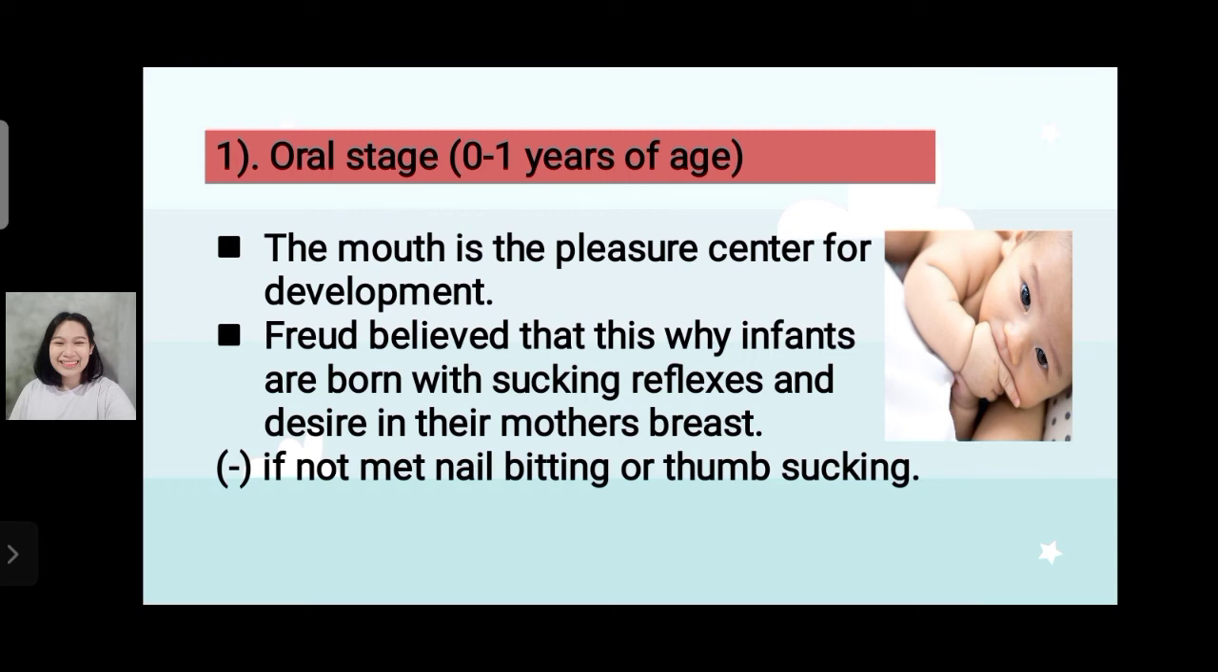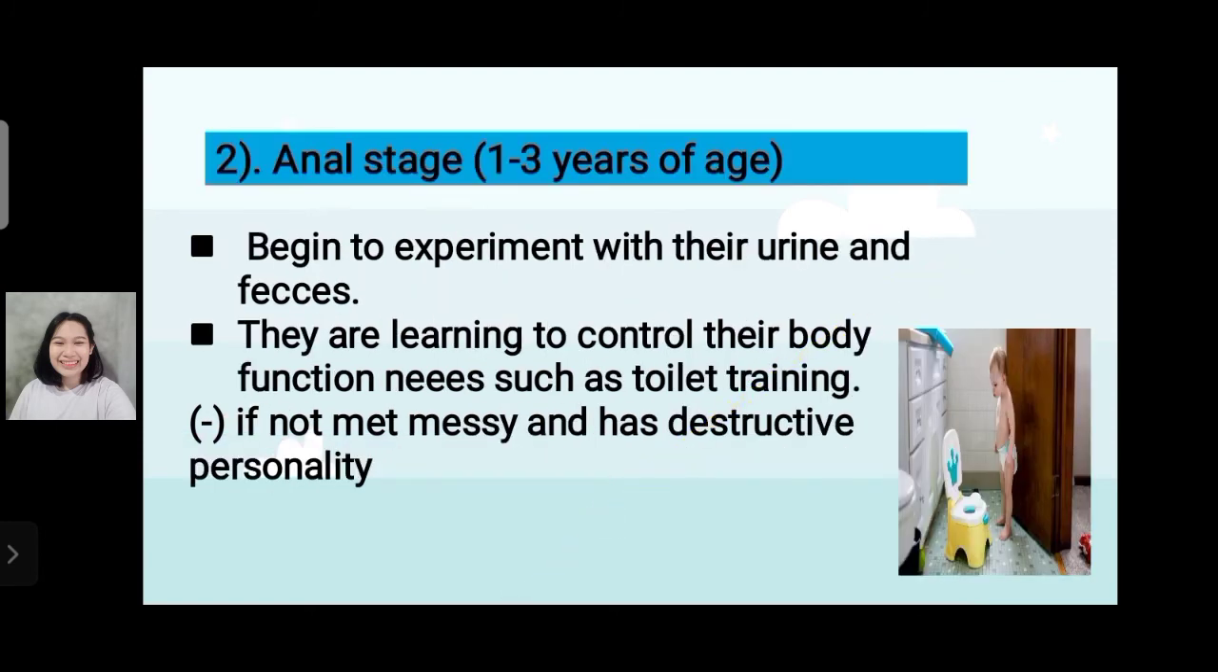Right? Their breast milk. So, negative, if not met: nail biting or thumb sucking. I have this friend during my grade 10 days. He did nail biting all the time. And so this is the effect if it's not met during this stage.